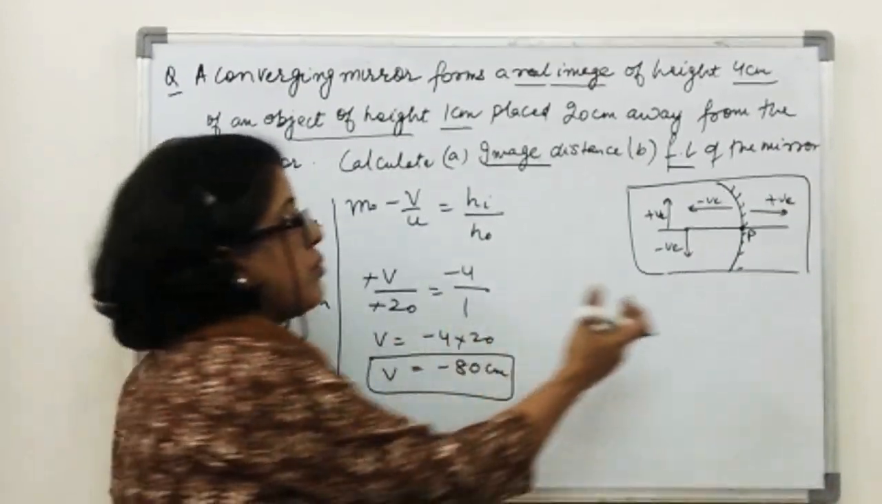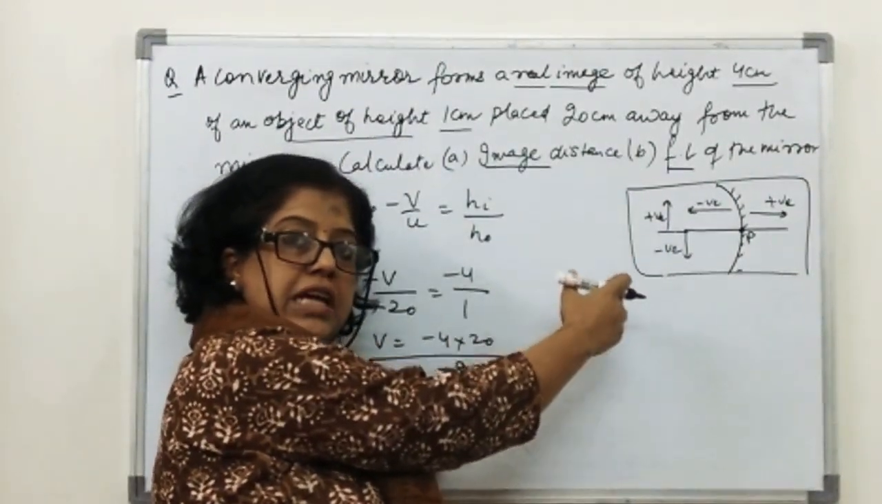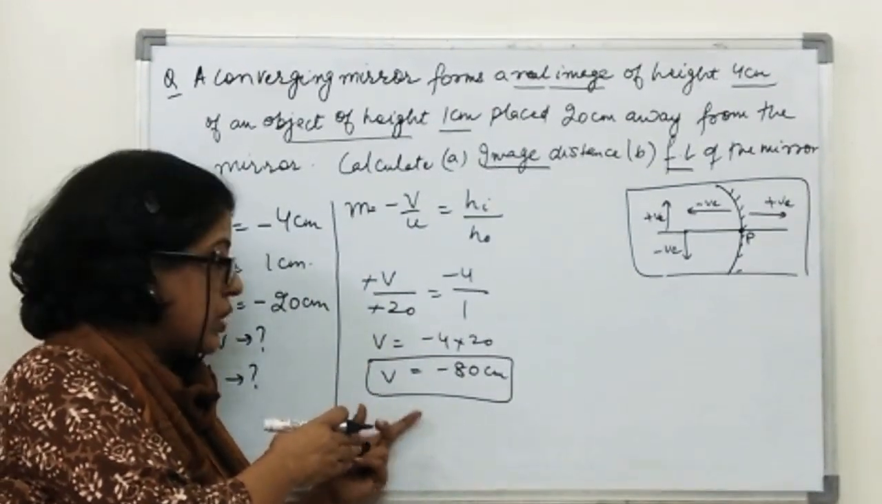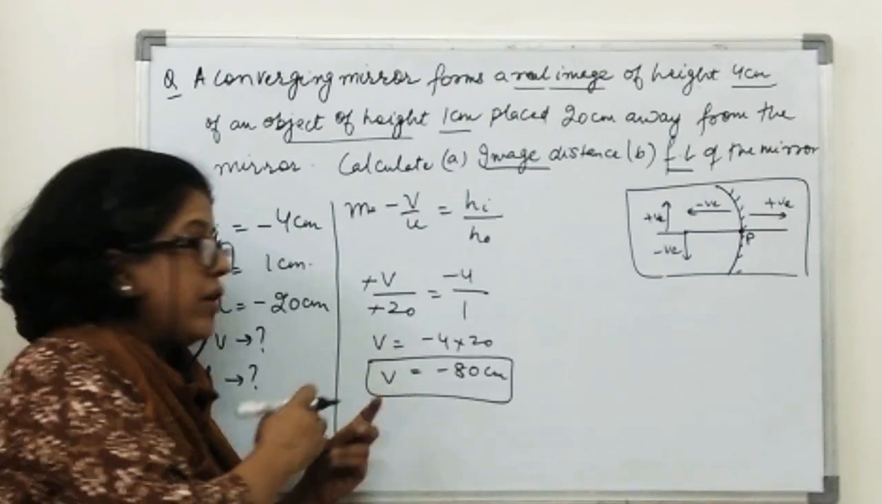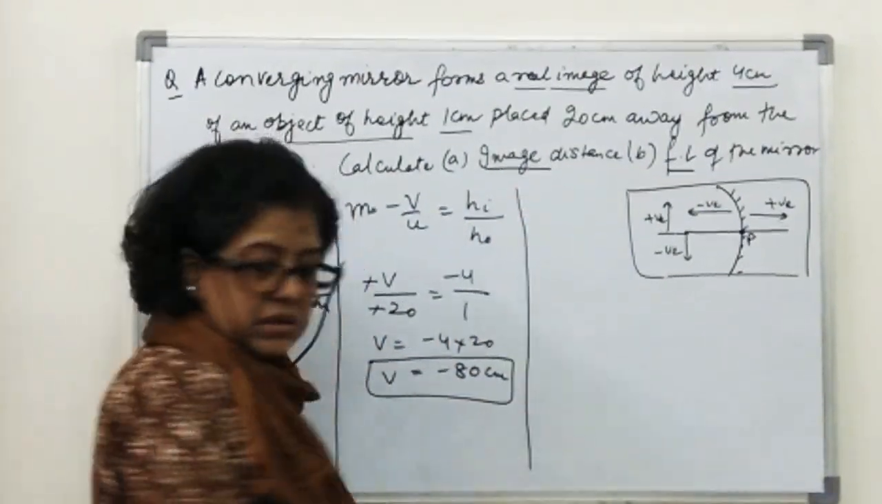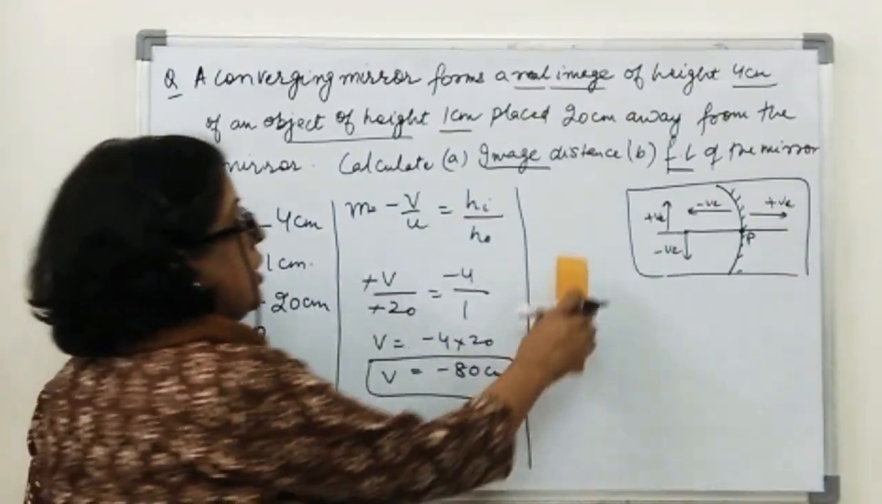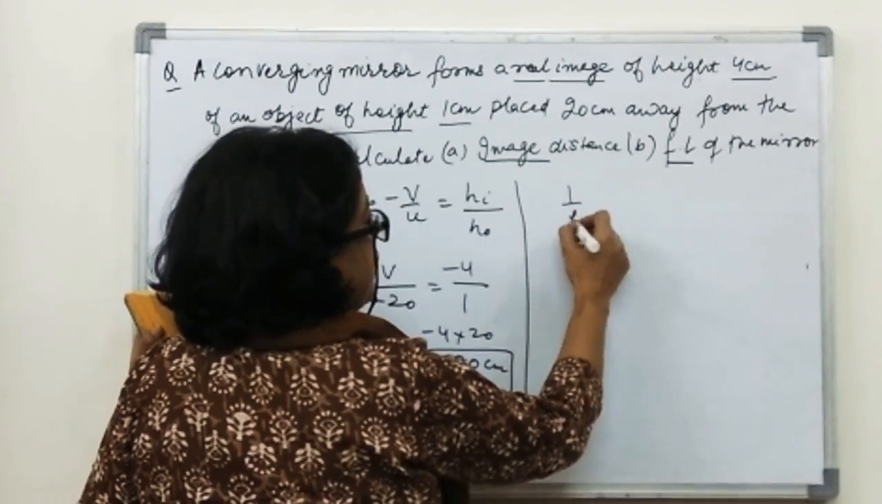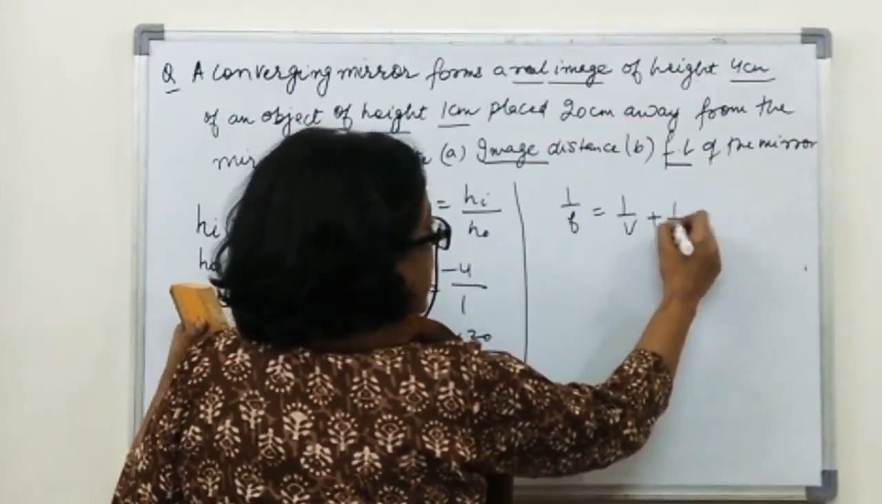Real image is always formed in front of the mirror. So for a real image, v, the image distance should be negative. So we are getting that, and that is one way of verifying, yes, the answer is correct. What we have to find out else is the focal length f, and we'll use the mirror formula. So we have 1 by f is 1 by v plus 1 by u.